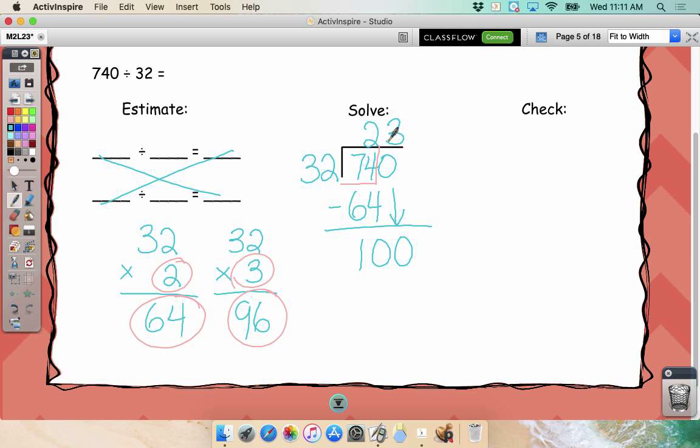And Millie, tell me where to write the 96. Below the 100. And tell me if this is right. No. What's wrong with it? The 6 is supposed to be under the first. Okay, the 6 is in the ones place, isn't it? So make sure you line them up correctly.